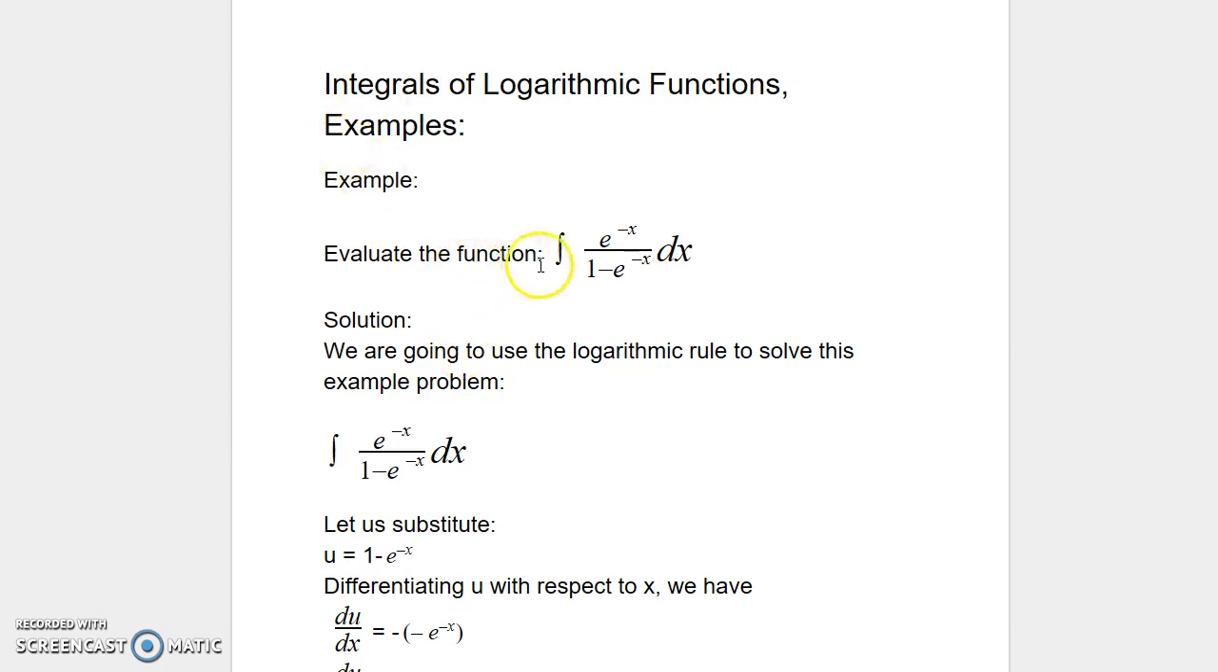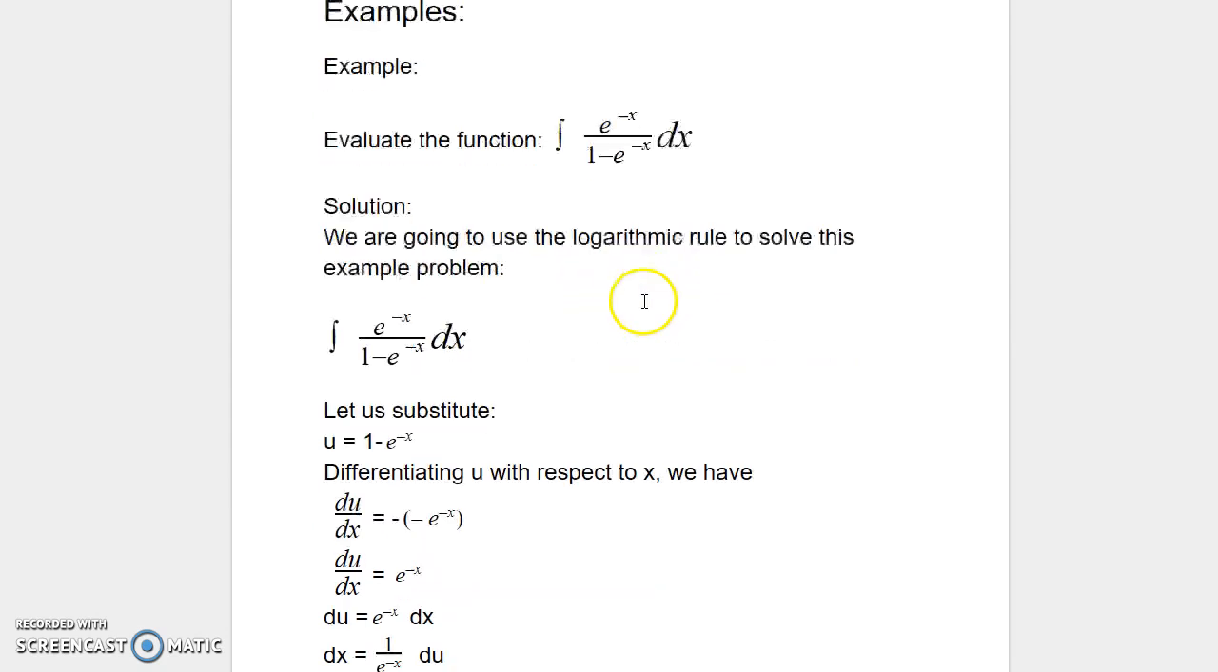We want to evaluate the integral of e to the power of minus x divided by 1 minus e to the power of minus x dx, as shown here. So we're going to substitute u equal to 1 minus e to the power of minus x, which is in the denominator. Since u is a function of x, we're going to differentiate this function with respect to x.